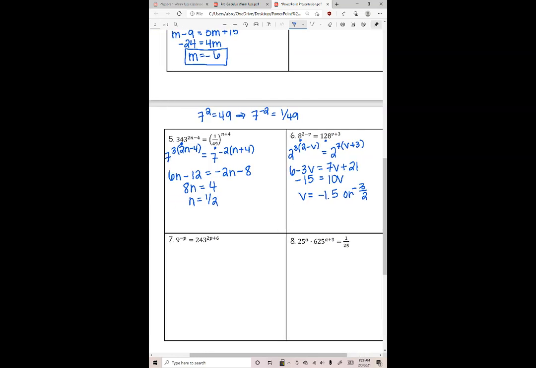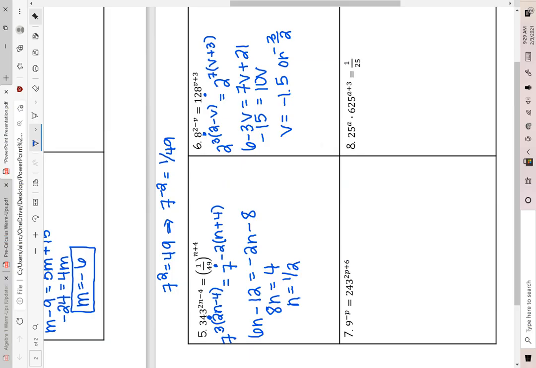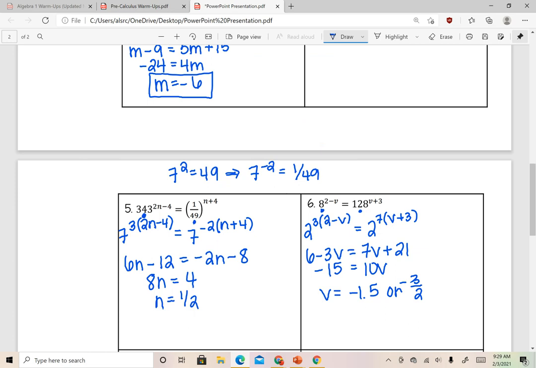Okay, so hopefully this helps you guys solve with the same base. You do have Delta Math as homework tonight, so make sure you do that. And then I will be back tomorrow to go over everything.